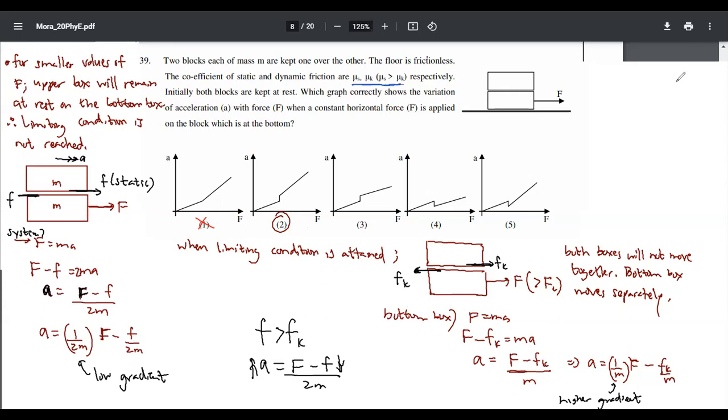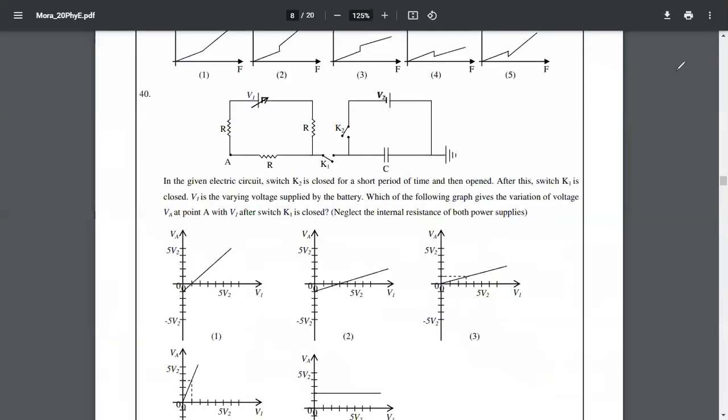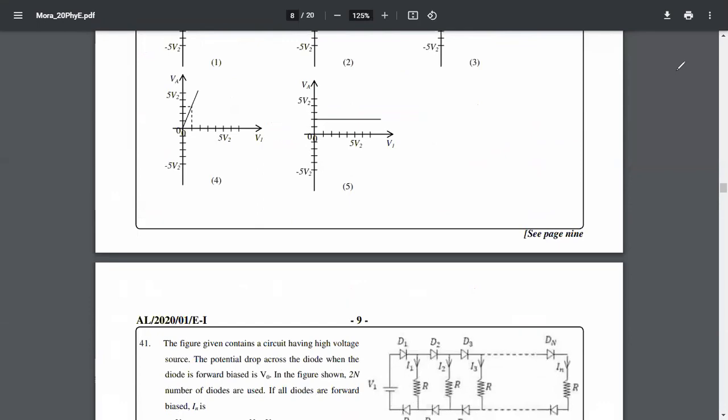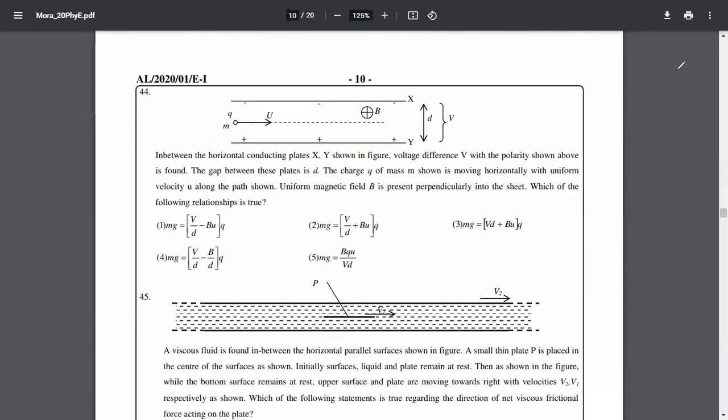That is question 39 for you. Then the 40th one. Fine. Yeah, the easy questions to do.